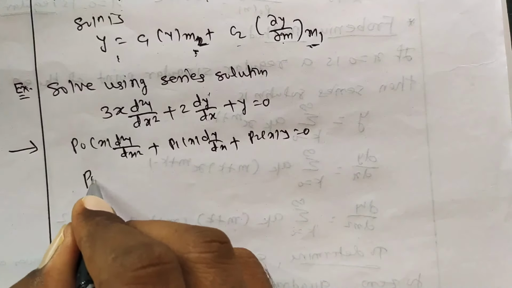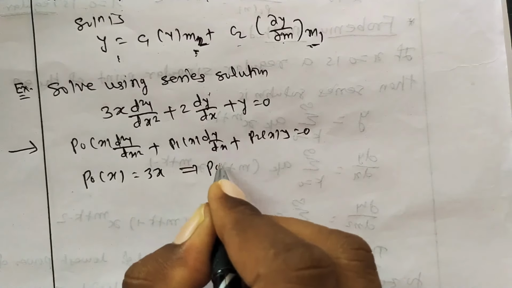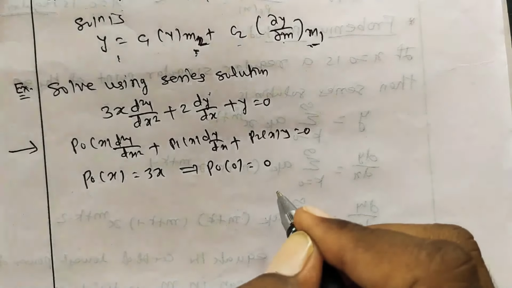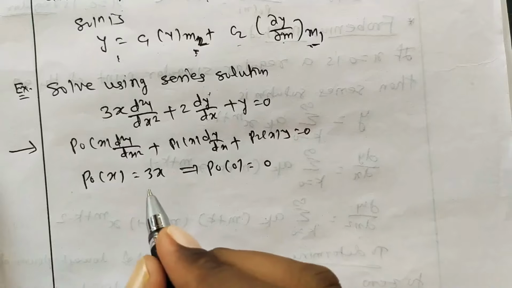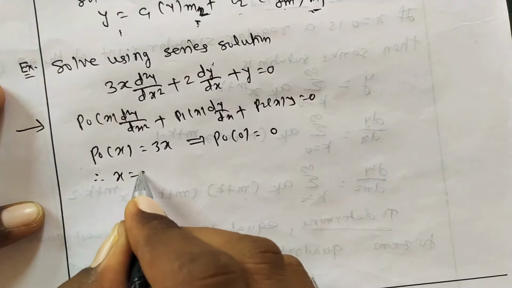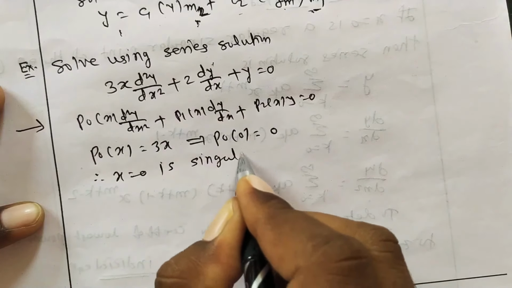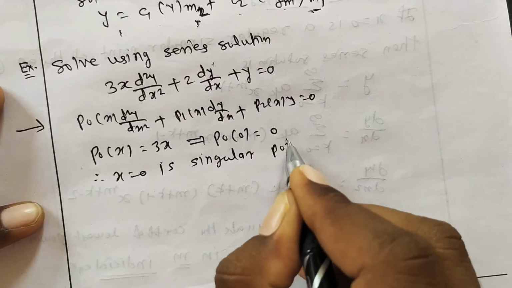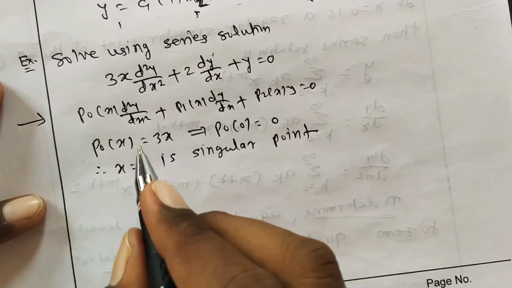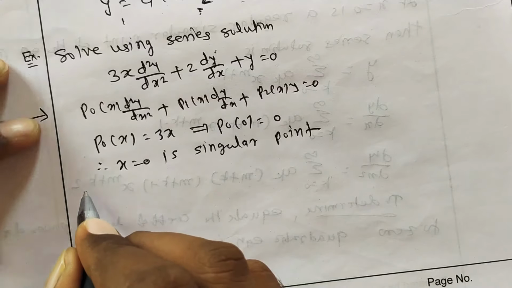So here p0(x) = 3x and therefore p0(0) = 0. So p0(0) = 0 and therefore x = 0 is not an ordinary point. So x = 0 is not an ordinary point, then that point x = 0 is a singular point here. And if x = 0 is a singular point, then we have to check whether this point is a regular singular point or an irregular singular point. So how do we check? We have to check two conditions for that.